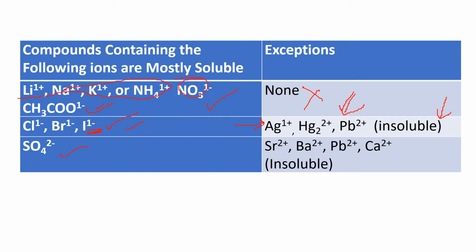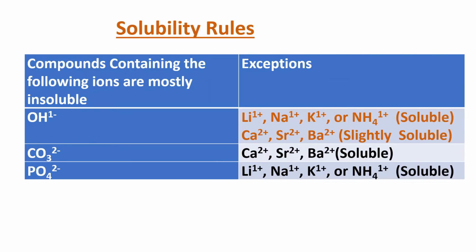Next, according to solubility rules, if sulfate ion is present, all sulfates are soluble except these three ions. What are they? Strontium, barium, lead and calcium ions. If they combine with the sulfates, like strontium sulfate, barium sulfate, lead sulfate and calcium sulfate, they are insoluble.